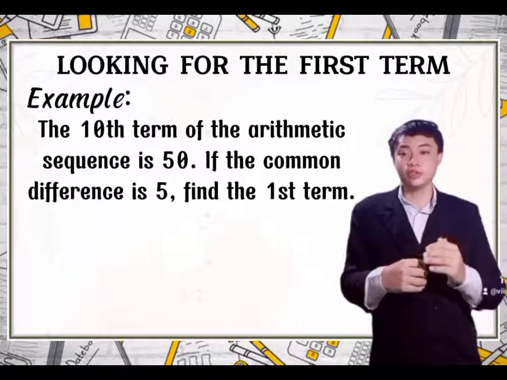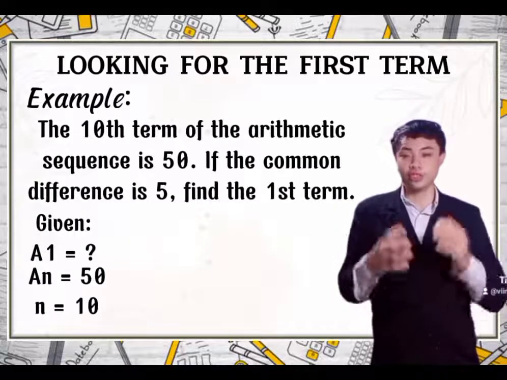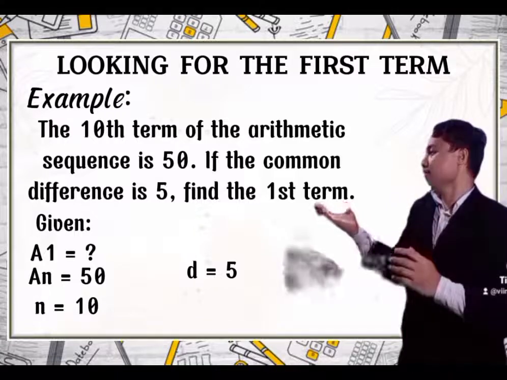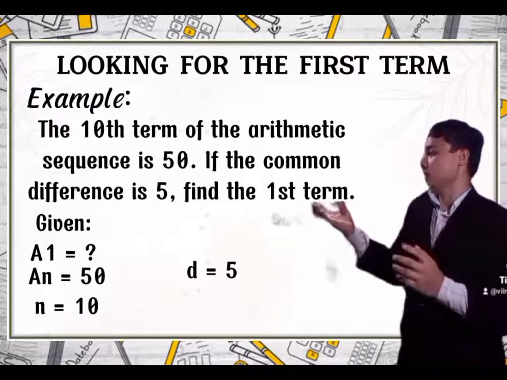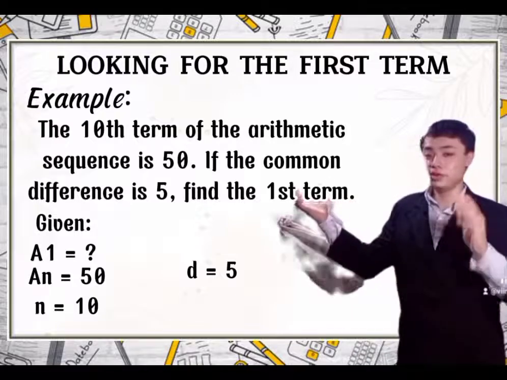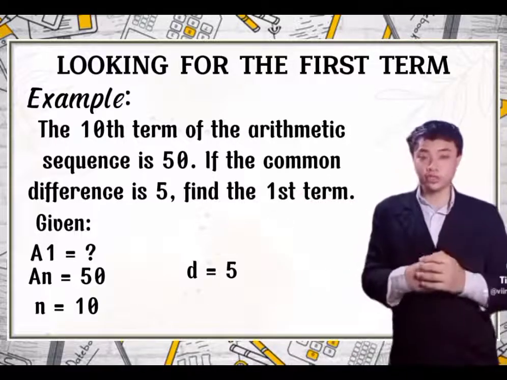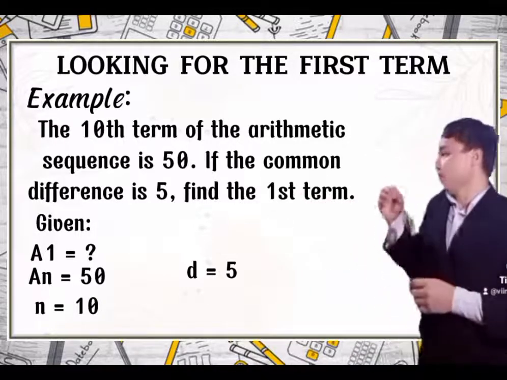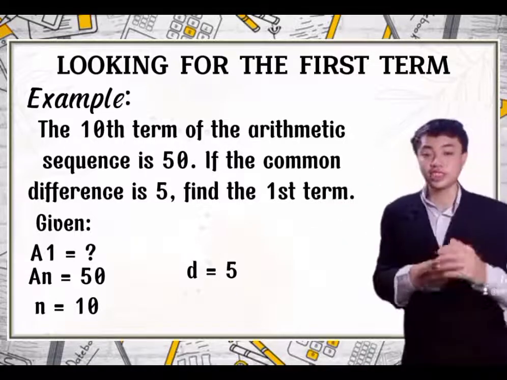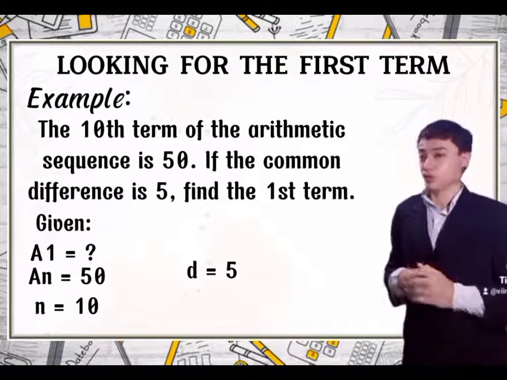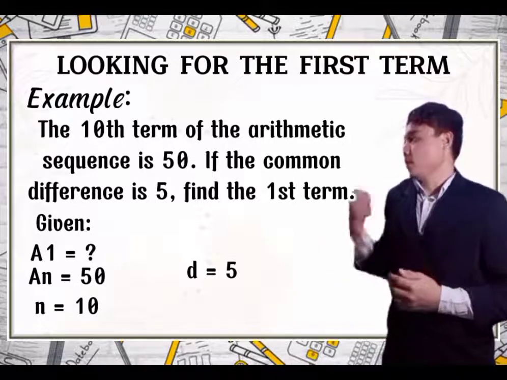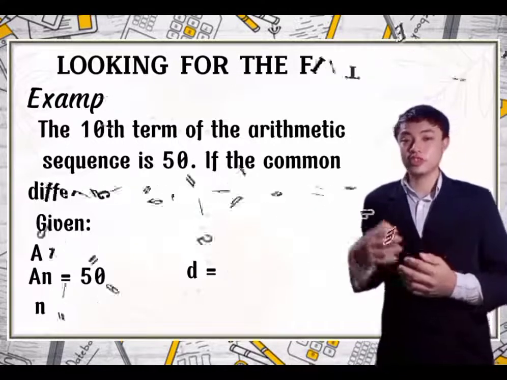Our second example is about looking for the first term. Example, the 10th term of an arithmetic sequence is 50. The common difference is 5. What is the first term? Our given there is, for our first term, it is unknown since that's the term we're going to solve. a sub n equals 50. Number of terms is 10 and the common difference is 5.